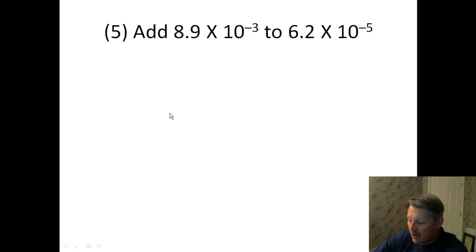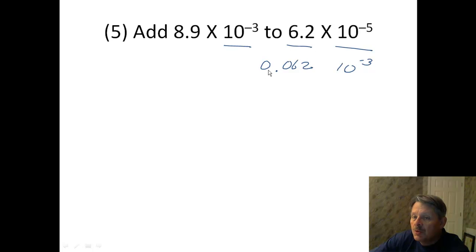Alright, here I've got a minus 3 and a minus 5. I can try either one. Again, I tend to pick the bigger one, so I'm going to try 10 to the minus 3. So I change my 10 to the minus 5 to 10 to the minus 3. I made this number bigger, so I have to make this one smaller, and I have to make it smaller by 2. So I move the decimal point twice.